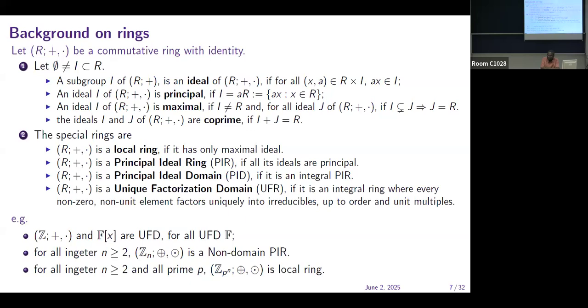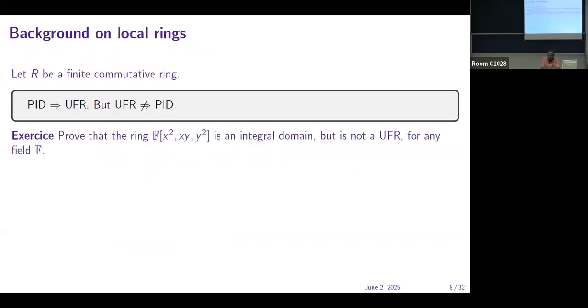We note that for this special local ring, the cardinality is a power of the prime. We will return to this in the following. Let R be a finite commutative ring. We have this result: any principal ideal domain is a unique factorization ring, but the converse is not true. This exercise gives an example of an integral domain that is not a unique factorization ring, for any field.